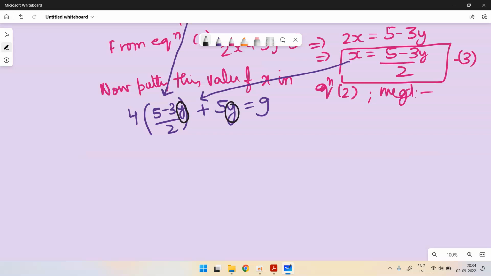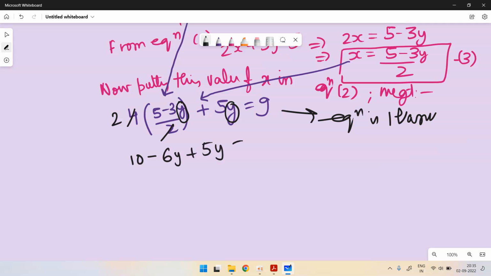This becomes an equation in one variable. This is an equation in one variable. Now you can easily solve this. This 2 and this 4 get cancelled. This is 2. So 10 minus 3 times 6y plus 5y equal to 9, which implies 10 minus 6y plus 5y equal to 9, so this is minus y equal to 9 minus 10, equal to minus 1.